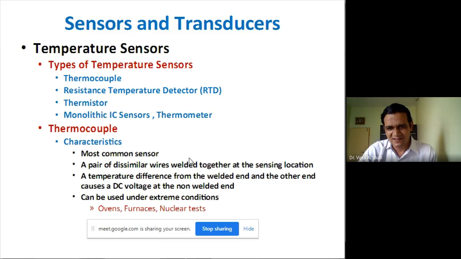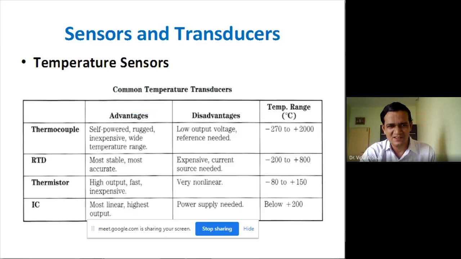The other end is kept at 0 degree or reference point normally, and it can be used under extreme conditions also. So if you want to measure hard temperature ranges, then you should go for the temperature sensor as a thermocouple. Here I have specified certain advantages and disadvantages along with its ranges.